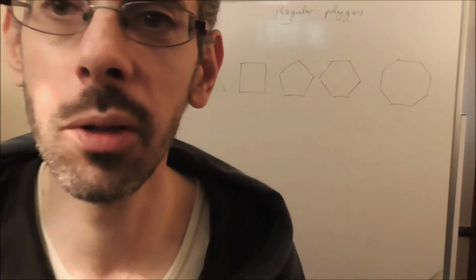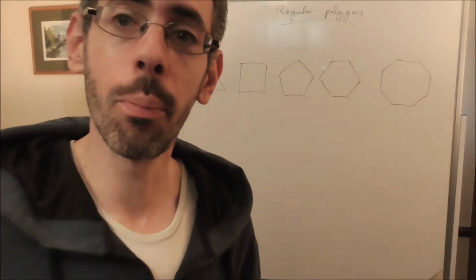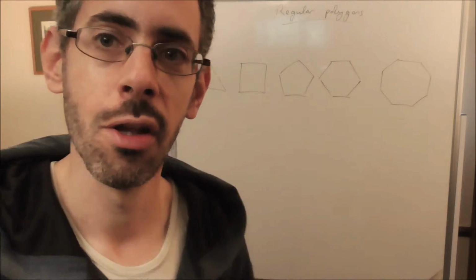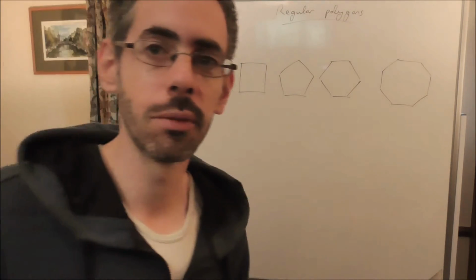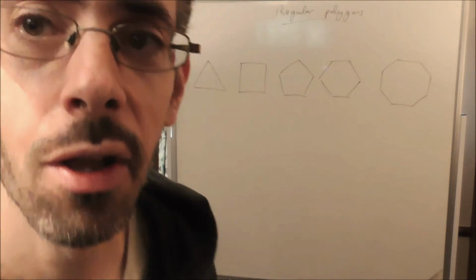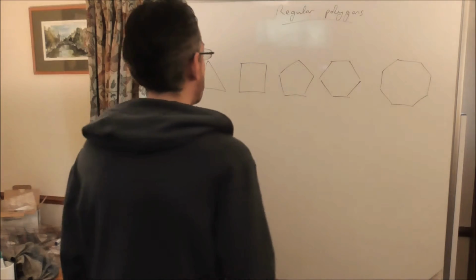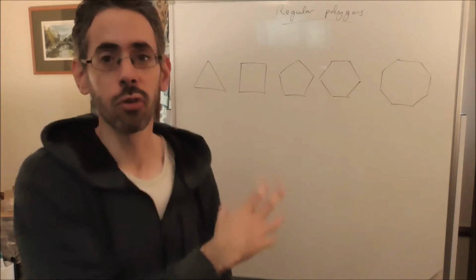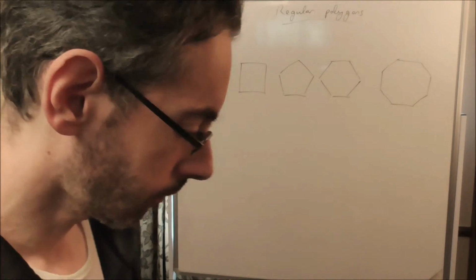I should probably first of all explain what a regular polygon is. A polygon is just a 2D shape with straight sides. So it's got to be a closed shape. And regular just means all the sides are equal and all the angles are equal as well.